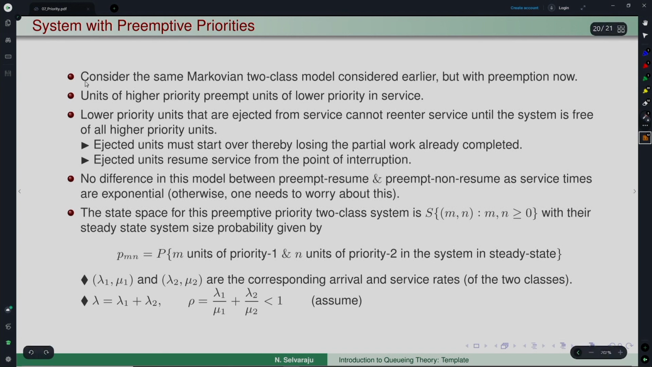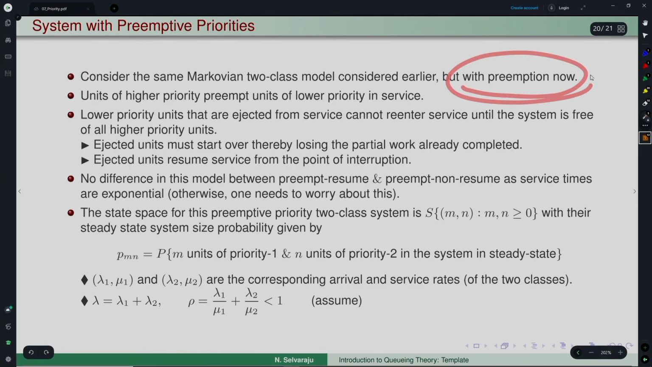Now, in this case we take the same model that we have considered. It is a two priority model, higher priority and lower priority, there are two rates mu1, mu2, same Markovian assumptions, everything is there, meaning the arrival process is a Poisson process, service times are exponentially distributed and so on. The difference now is that there is preemption. We have seen only non-preemptive priority earlier, but now we are looking at the case with preemption. So, what happens now?